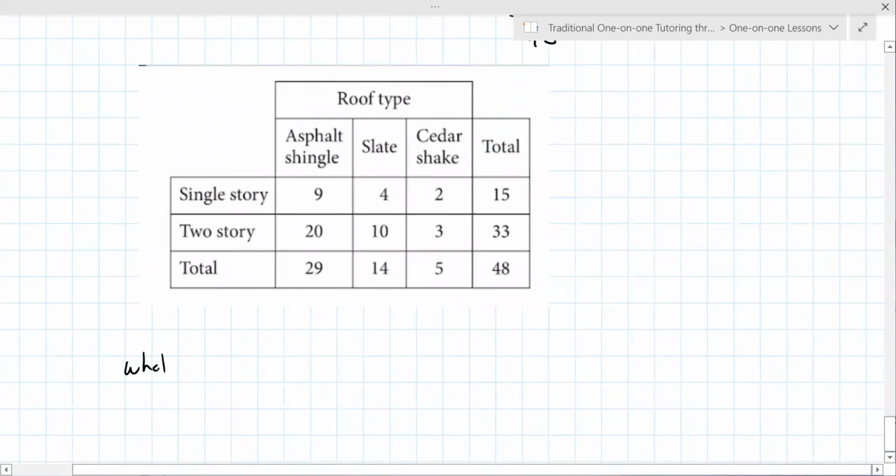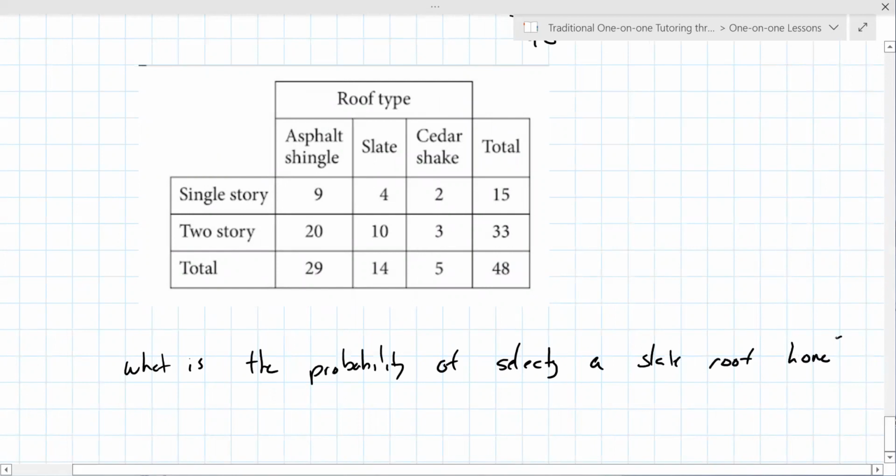What is the probability of selecting a slate roof home? Slate roof home. Okay, what is the probability of selecting a slate roof home? Roof home, yeah. Slate roof home.